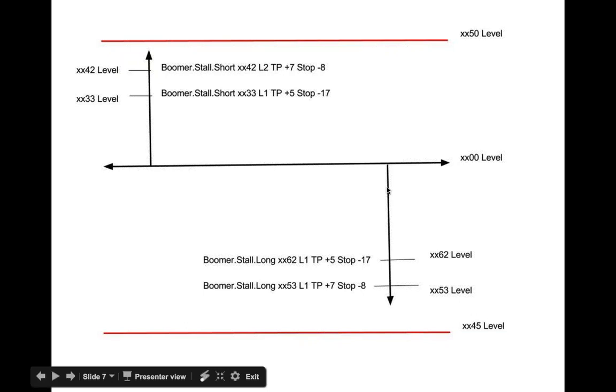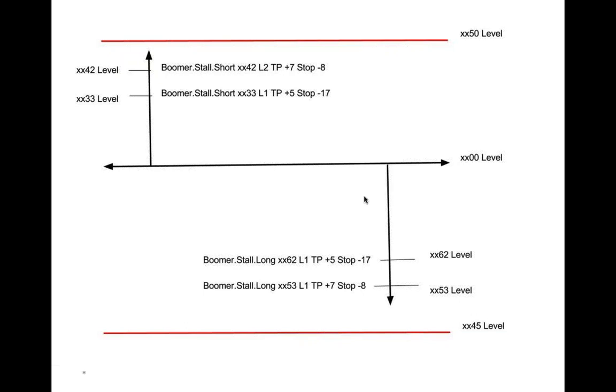Now, conversely, the longs. The price is falling through the 00 level. Here, we buy the 62s. Again, take profit is just 5, so take profit is 67. Stop is 17, right? And then if it keeps on falling, we buy the 53s with a stop at minus 8. Our stop on the longs is 45.